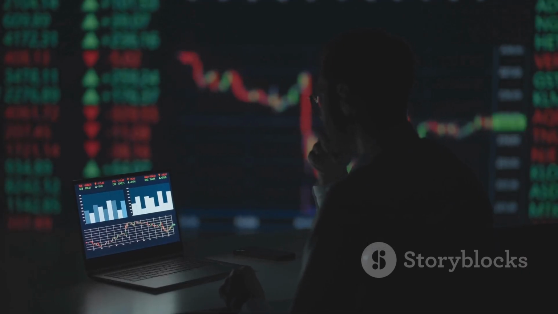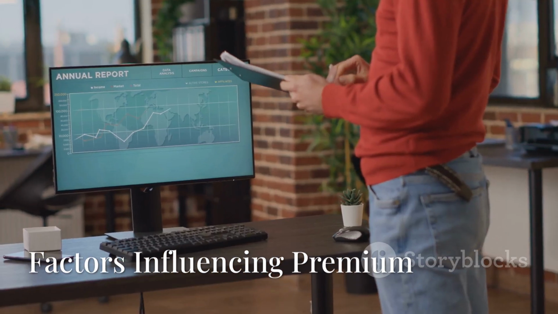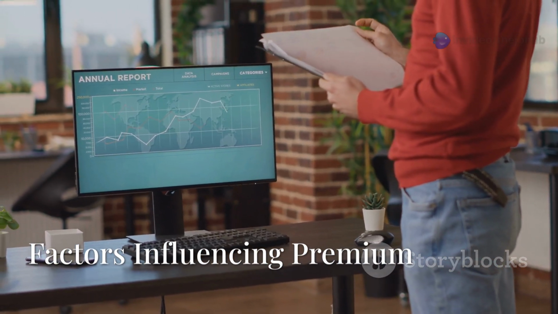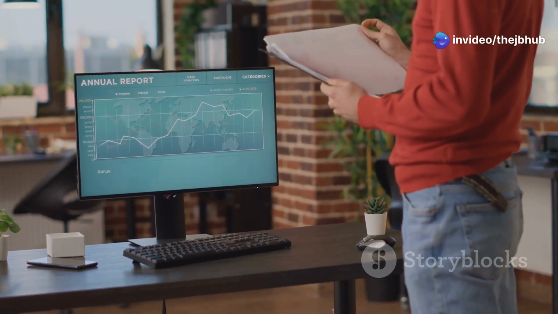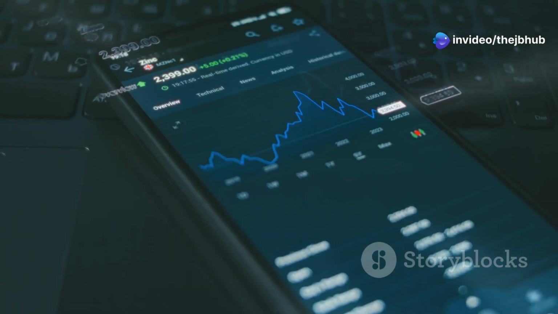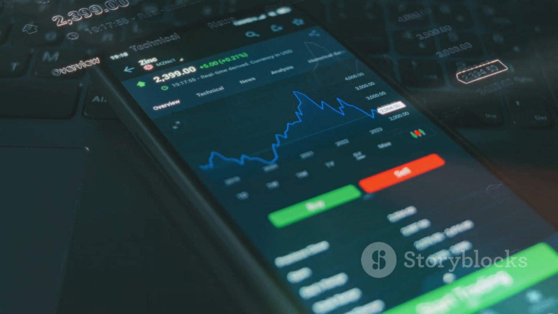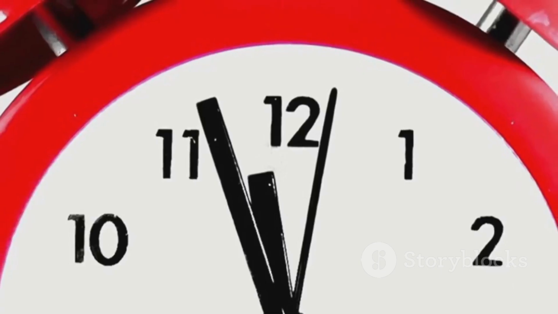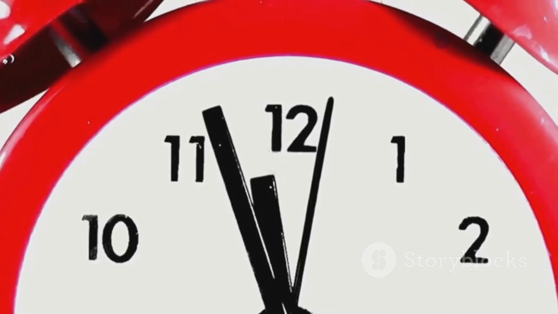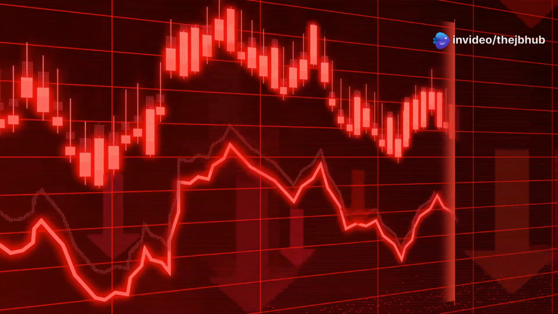The premium is influenced by several factors, including the relationship between the current market price of the underlying stock and the strike price of the option contract, the time remaining until the expiration of the option, and the volatility of the underlying stock.